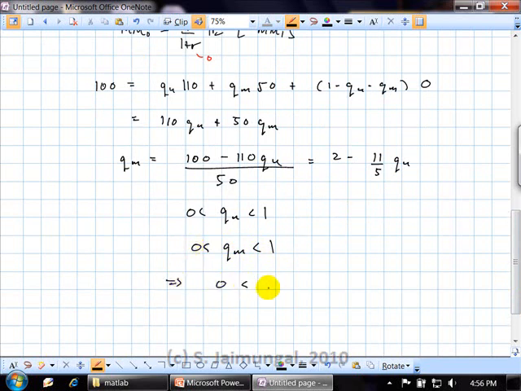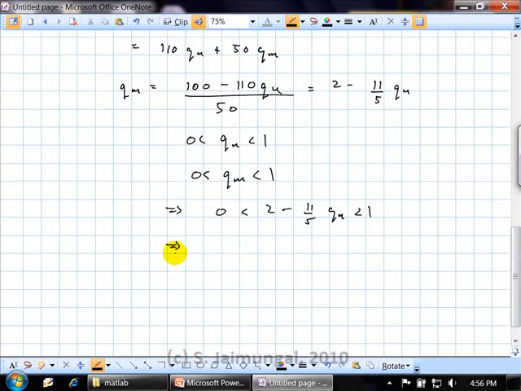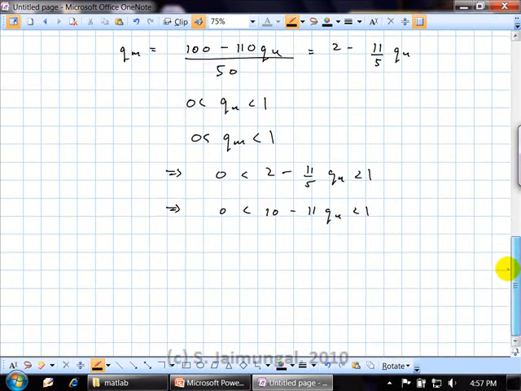And this implies 0 is less than 2 minus 11 over 5 QU is less than 1, and let's just multiply everything by 5. So we get 10 minus 11 QU is less than 5. I know I'm doing this in gory detail here, but I think in this first example it's worthwhile. So we get QU is bigger than 5 over 11. And QU has to be less than 10 over 11 from that constraint.